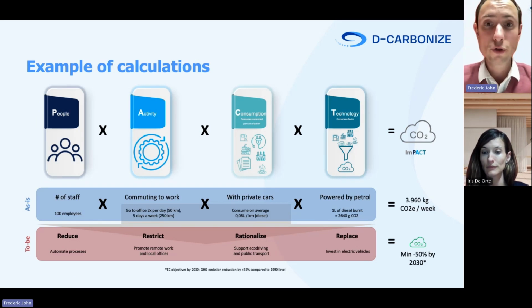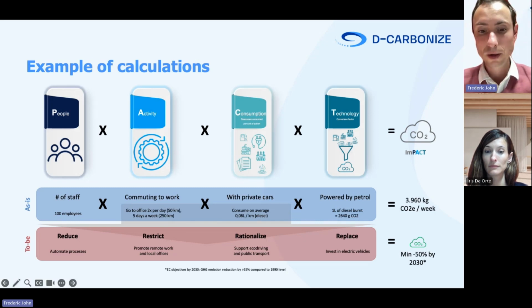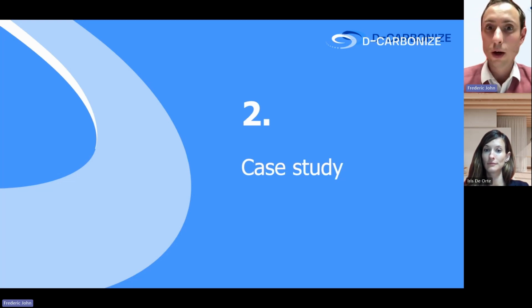That would be for 100 people living 25 kilometers away from the office and commuting every day with a diesel car. So that you already have some numbers in mind and some concrete examples of how it works. All right. So now I would like to go one step further with you and show you a concrete example of one case study that we did recently with our product.